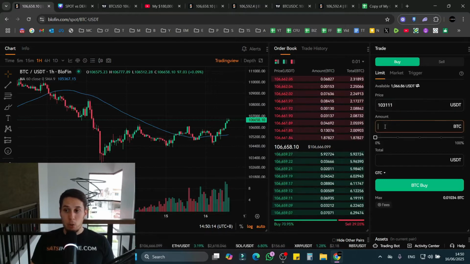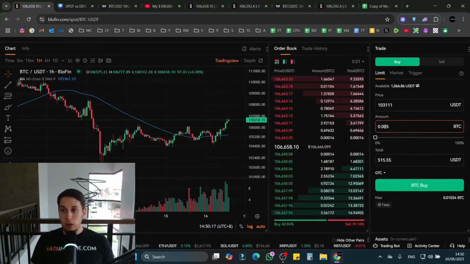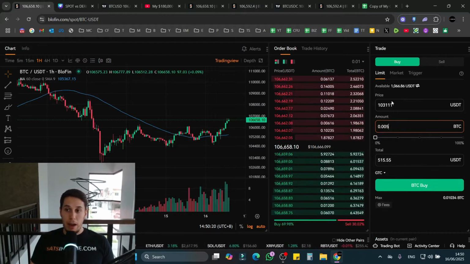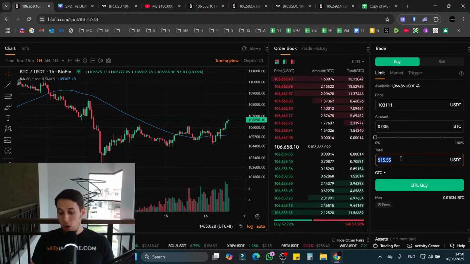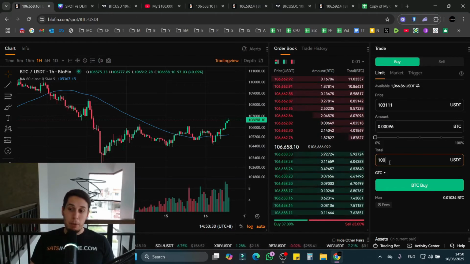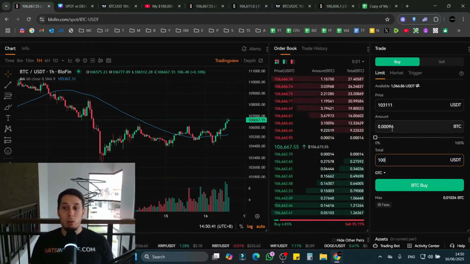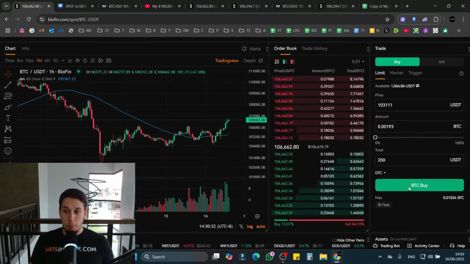So add here the price at which you want to enter, add the amount of Bitcoin, right? So let's say that I want to buy 0.005 at this price, which is like $515. So you can either, by the way, enter the amount of Bitcoin, or you can just enter the dollar amount. So let's say that I actually want to buy Bitcoin worth $100, right? I want to enter a trade worth $100 when Bitcoin goes down to this price. Well, I don't really have to start calculating what's the amount of Bitcoin that is equivalent to $100 at this specific price. No. You just put here the dollar amount that you want. That's it, right? So once you have this figured out, click on buy BTC.